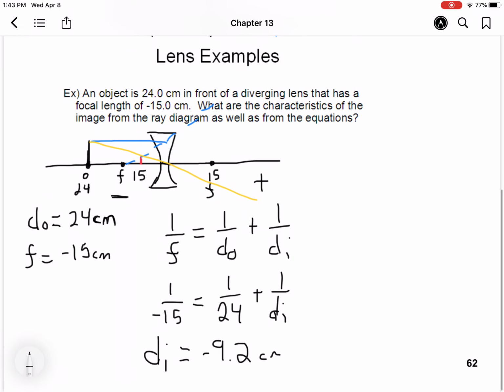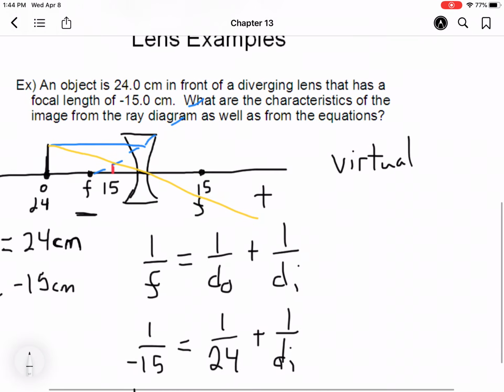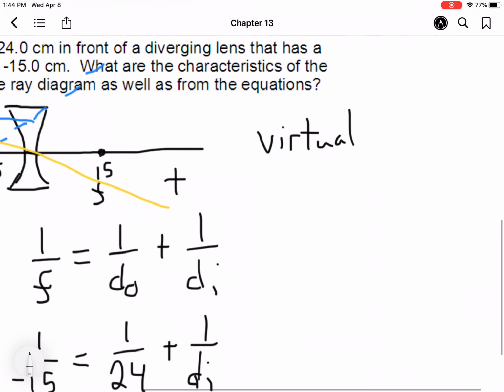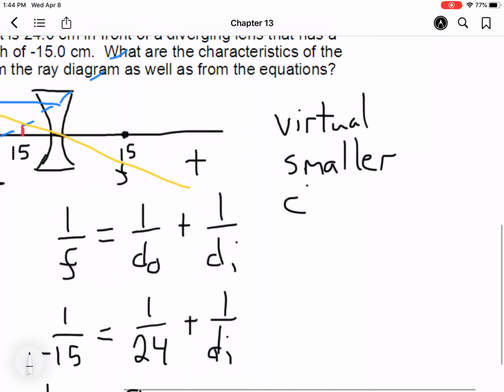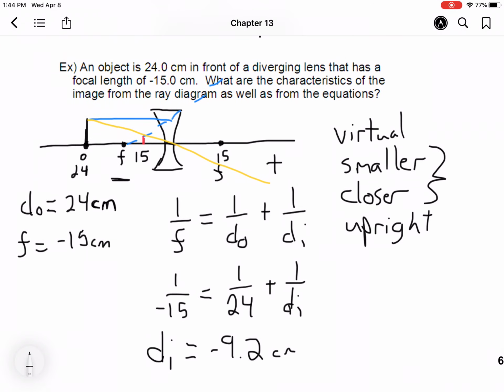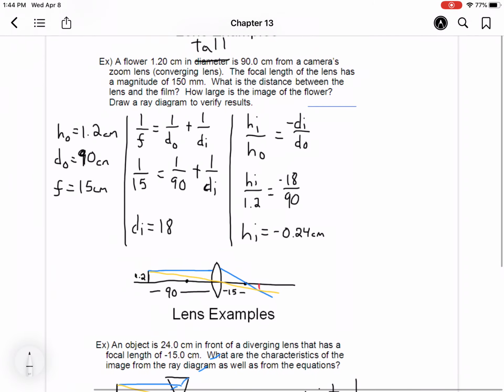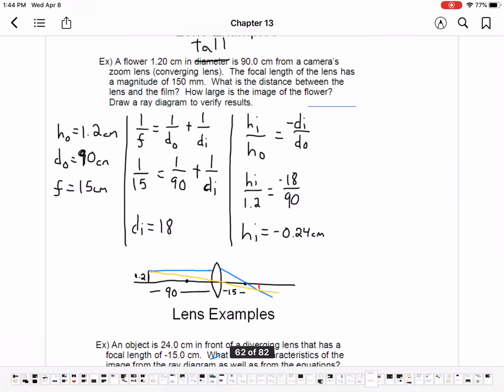So as far as image types go, this is going to be virtual, because we had to backtrack the blue line. Okay, virtual, smaller, closer, and upright. Smaller and closer generally go together, the same as farther and larger do. Okay, so that's that example. Hopefully it's not too messy for you. You can read it. I'll zoom out on that example as well so you can get that all copied down.